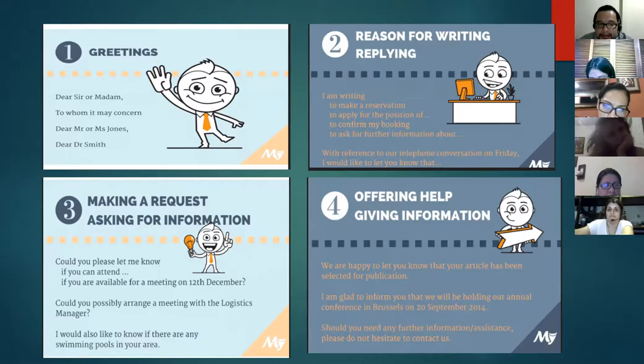Number three, making a request or asking for information. You can say, could you please let me know if you can attend? Could you please let me know if you are available for a meeting on 12th December? Could you possibly arrange a meeting with the logistics manager? I would also like to know if there are any swimming pools in your area. Okay, en este caso probablemente va de viaje de negocios y necesita saber cuántas piscinas hay en el área. Probablemente sea alguien relacionado a la construcción de piscinas.